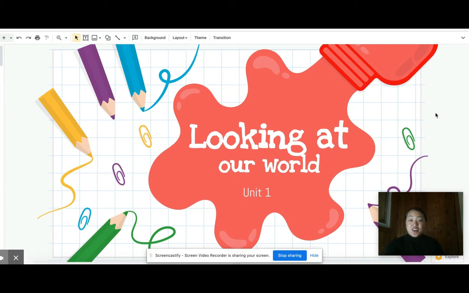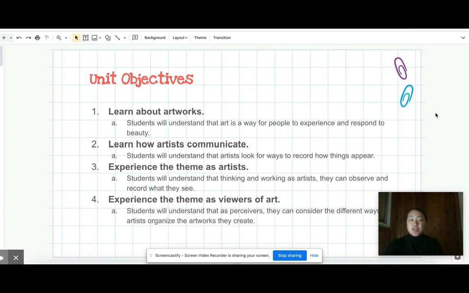Today we're going to be starting, and this week we're going to be starting a unit called Looking at Our World. The unit objectives, this is what you should be able to do by the end of the unit, is one, learn about artworks. Students will understand that art is a way for people to experience and respond to beauty.